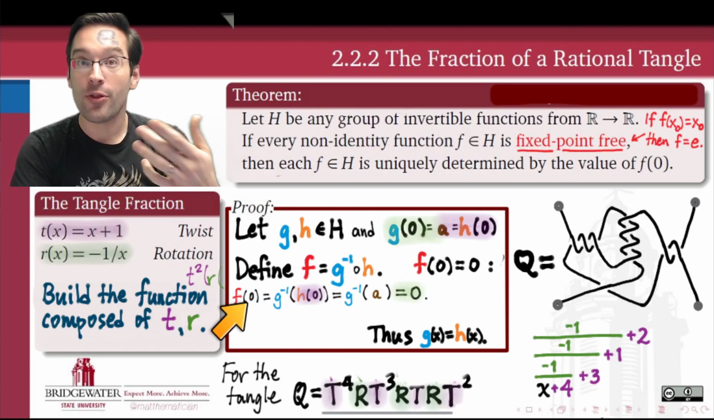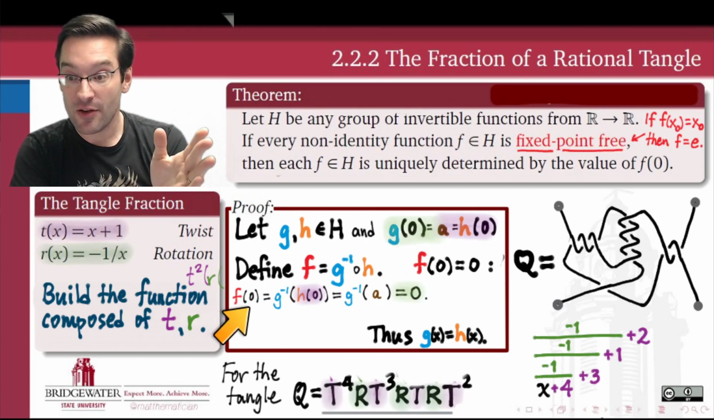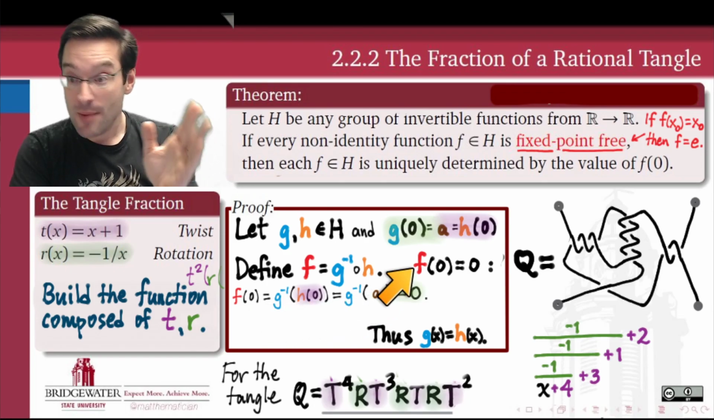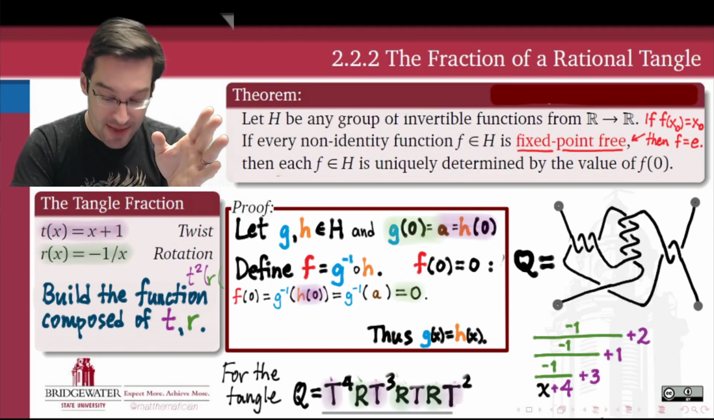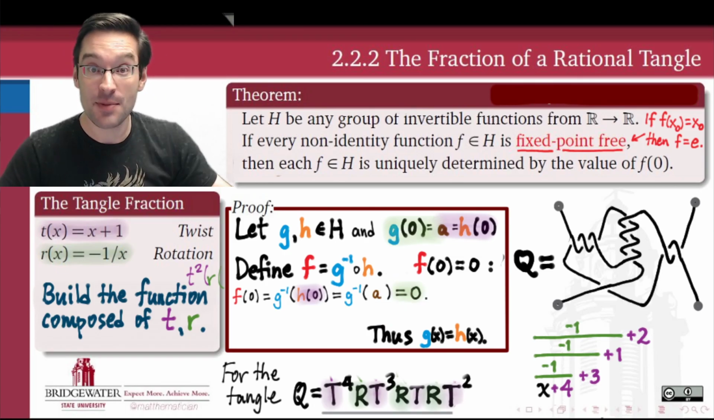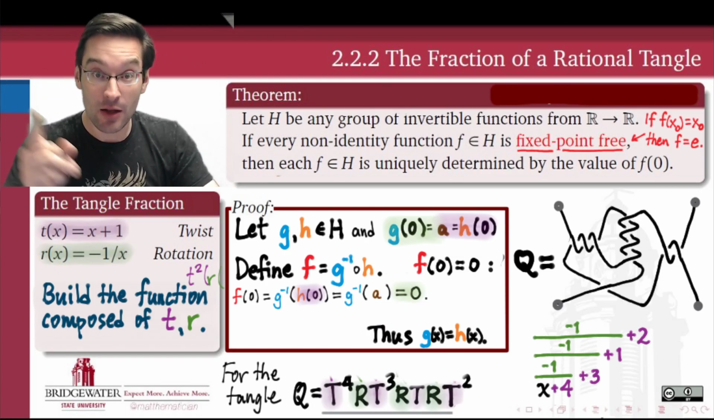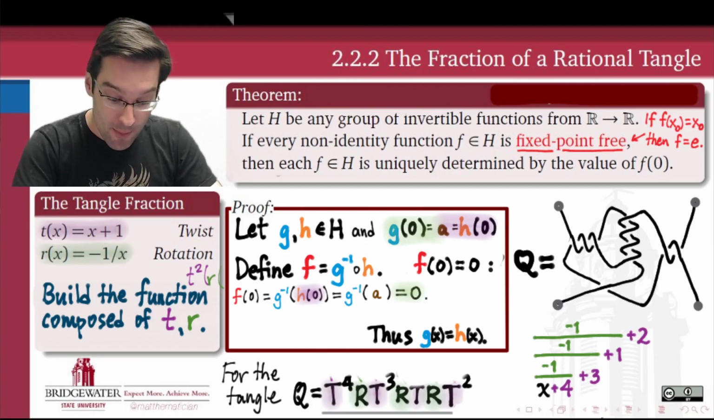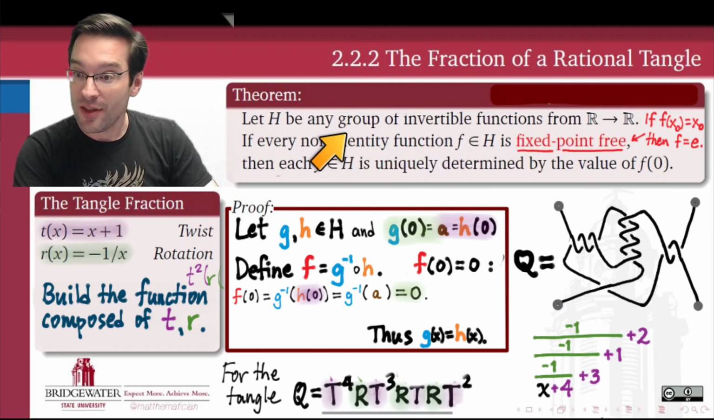So if I read this whole thing from left to right, we've just proven that f of 0 is equal to 0. And that's big news, because what that means is that f is a function which has a fixed point. It crosses the diagonal line y equals x. Namely, it crosses it at the point 0, 0. F of 0 is equal to 0. So f has a fixed point. But we have assumed that my group is a group of fixed point free functions.